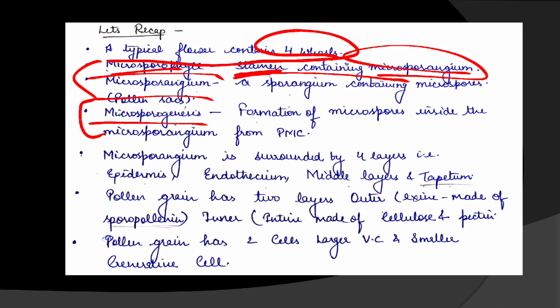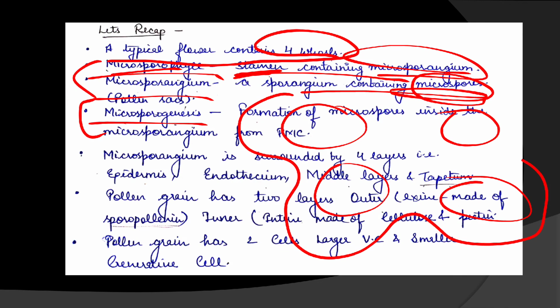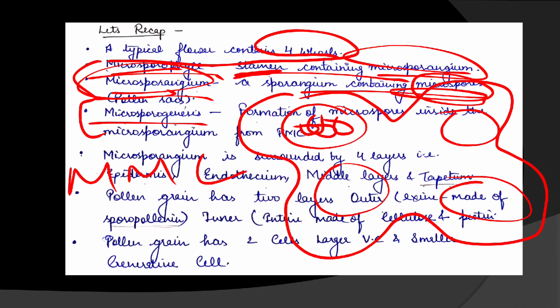Now inside the stamen, if we cut the section of the anther, you will see microsporangia are there. Four microsporangia in a dithecous anther. These sporangia contain microspores. So these sporangia are known as microsporangia, which contain microspores. Now the formation of microspores from the microspore mother cell is called microsporogenesis. Hope it is clear to you.